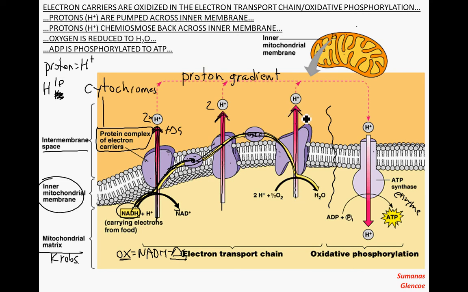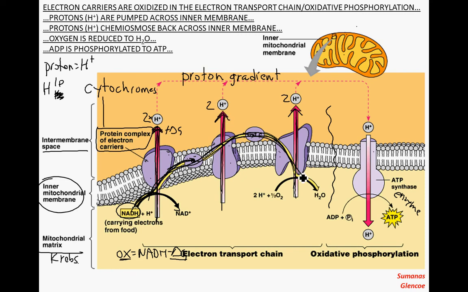Kids will screw this up. They'll write protons and electrons and think they're the same thing, and they're different from one another, okay? So protons get pumped, electrons get moved. As the electrons are transported, the protons get pumped. Electrons move, protons get pumped to make this proton gradient.